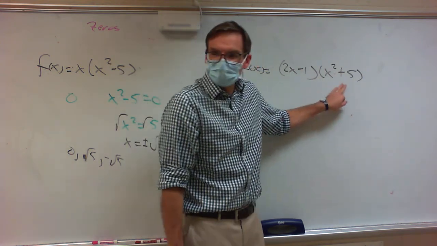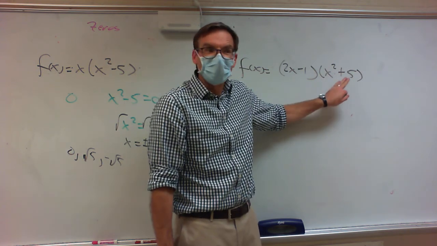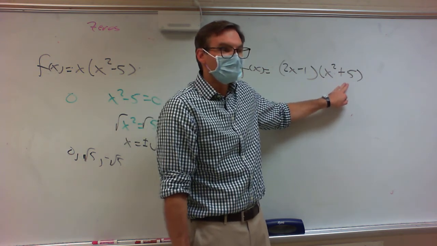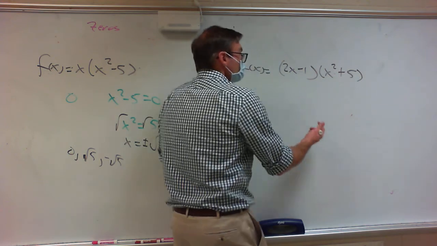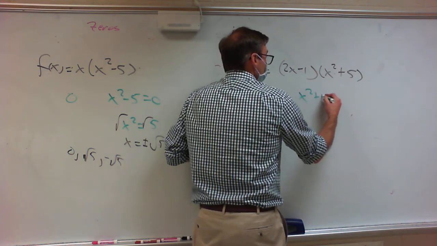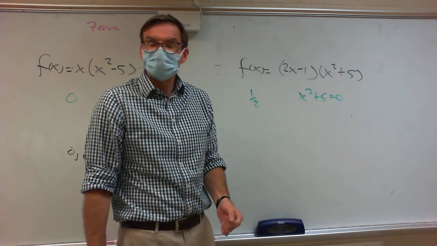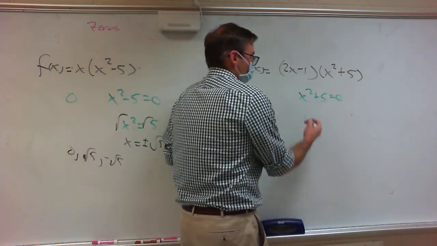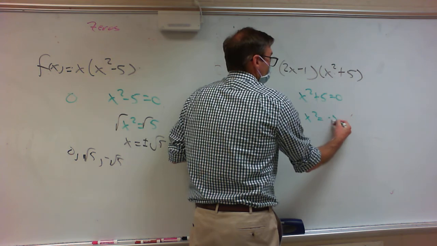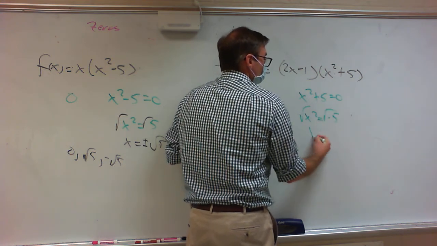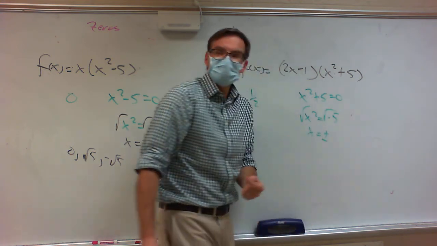And now let's think about what happens here. I want this to be 0. And since I want that to be 0, I set x squared plus 5 equal to 0. And now we go about solving it. So if I solve it, I get x squared is equal to negative 5. I'm going to take the square root of both sides, and so I know I'm going to get plus or minus.